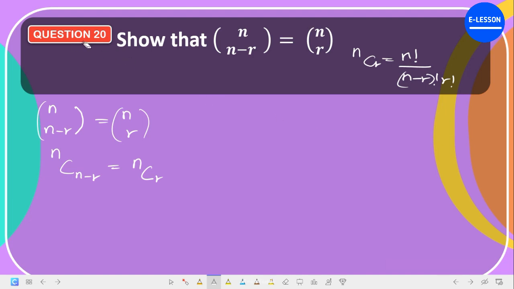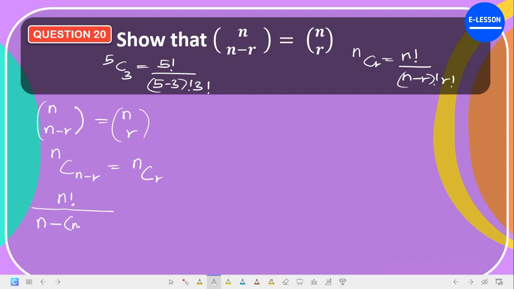If I give you, let's say, 5 combination 3, what does it mean? It means you write 5 factorial all over 5 minus 3 factorial, then 3 factorial. Same thing is applicable here. So n combination n minus r means n factorial all over. Now you can liken your 5 to your n, and your 3 to n minus r.